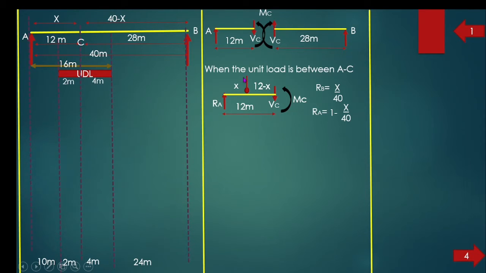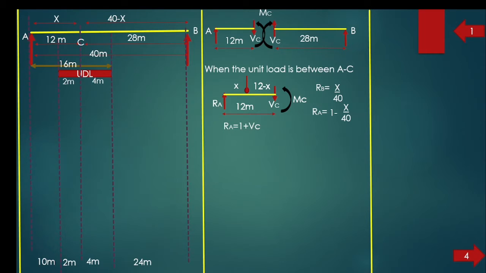So let's continue now. Because we have reaction A, let us focus on this section now. If we focus on this section, we also apply the same, that the sum of the vertical forces should be equal to zero, or the sum of the upward forces should be equal to the sum of the downward forces. And also the sum of the moment at a given point. Let's say for this case, we might take moment at C. The summation of the moment at C should be equal to zero, or the clockwise moment at that point should be equal to the anticlockwise moment on the same point.